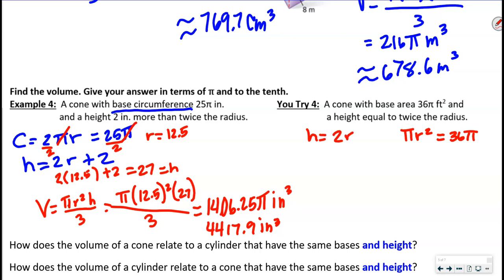So you guys should be able to figure this out now, right? I need you to find the radius, and then I need you to multiply it by 2 to find the height, and then do that formula for the cone. So pause the video, go ahead and do that, come back to me when you're done.